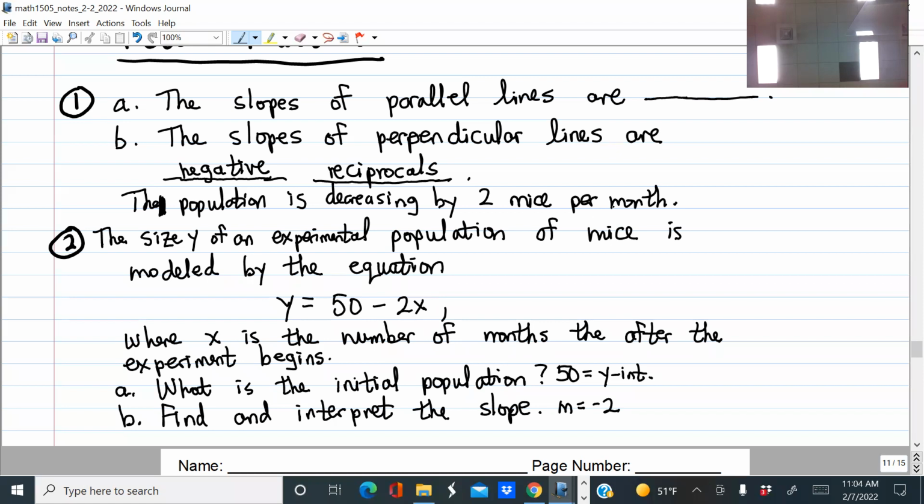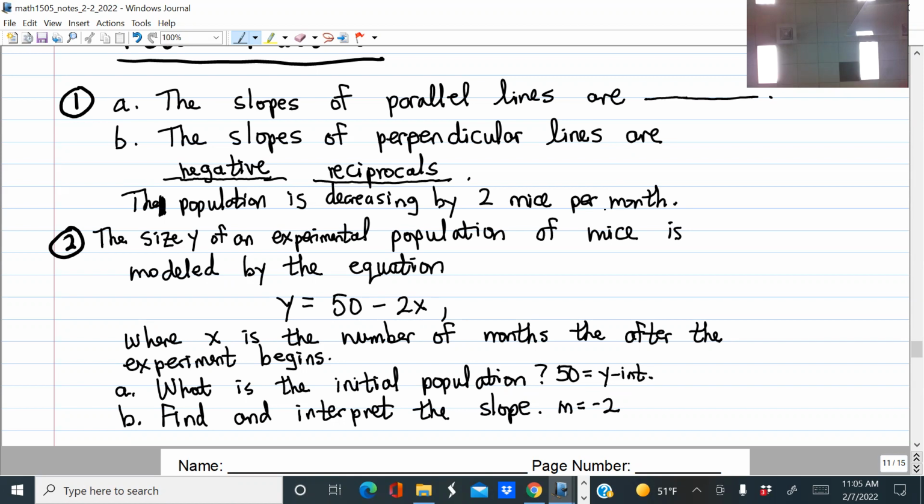That per month is really important. Okay, so that phrase has to be in there. Get the slope information correct. Okay, can't say just the population is decreasing by 2 mice. That's happening every month. Now you don't have to say per month. You could say in each month, or each month that passes, or every month that goes by, or something like that. But that idea that this decrease is happening each month is important, so it has to be in your interpretation.